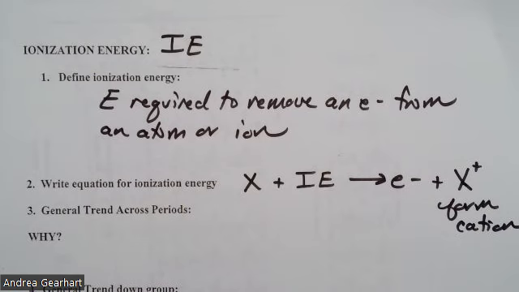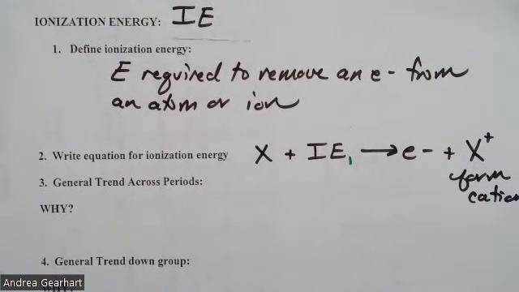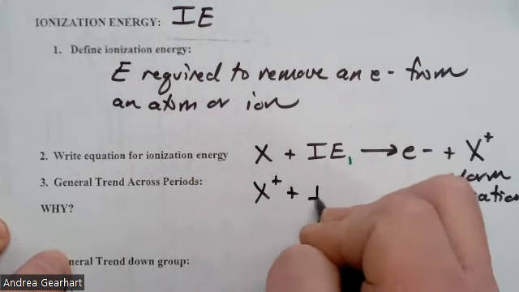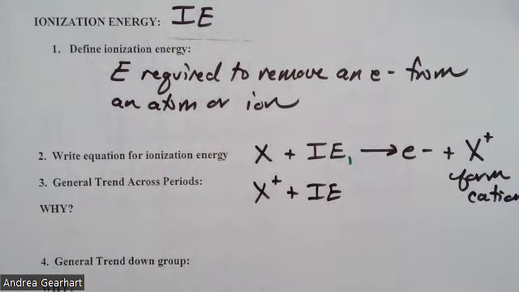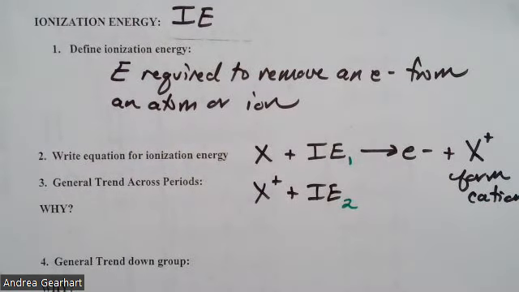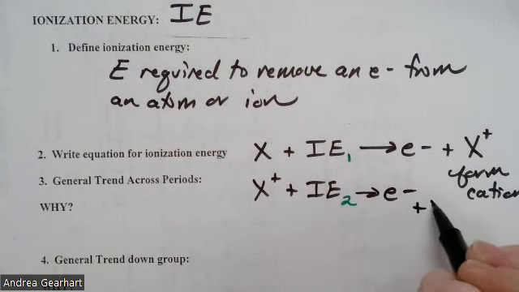If we are removing the first from neutral atom, we call that ionization energy 1. But we can keep removing electrons. So if we remove a second electron, after we've removed the first, we call that ionization energy 2. And then we would form a +2 cation.